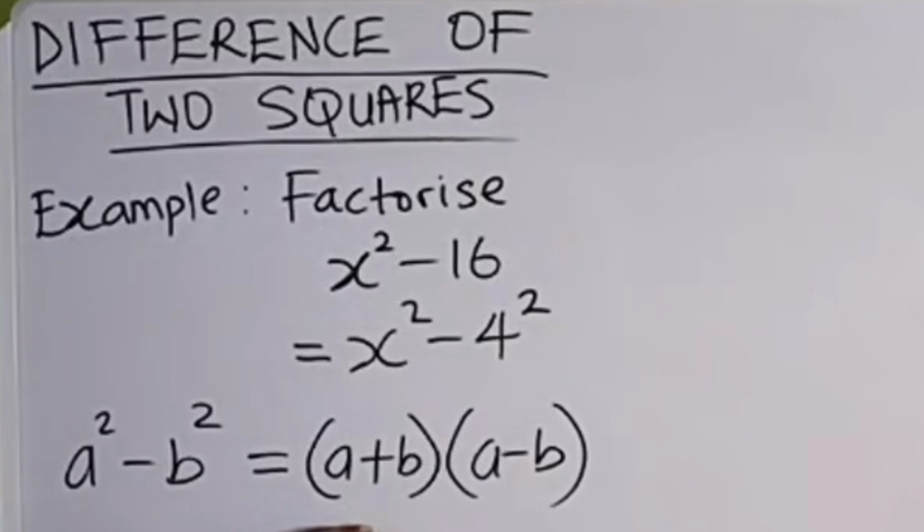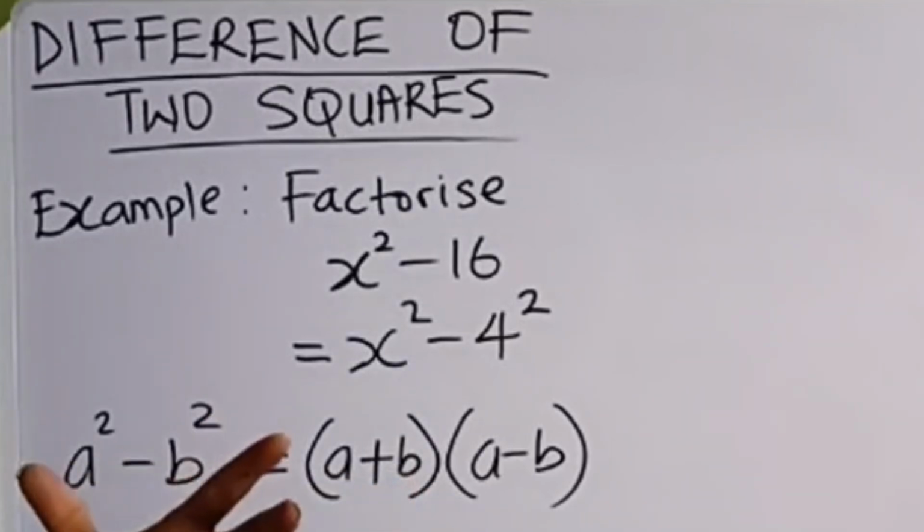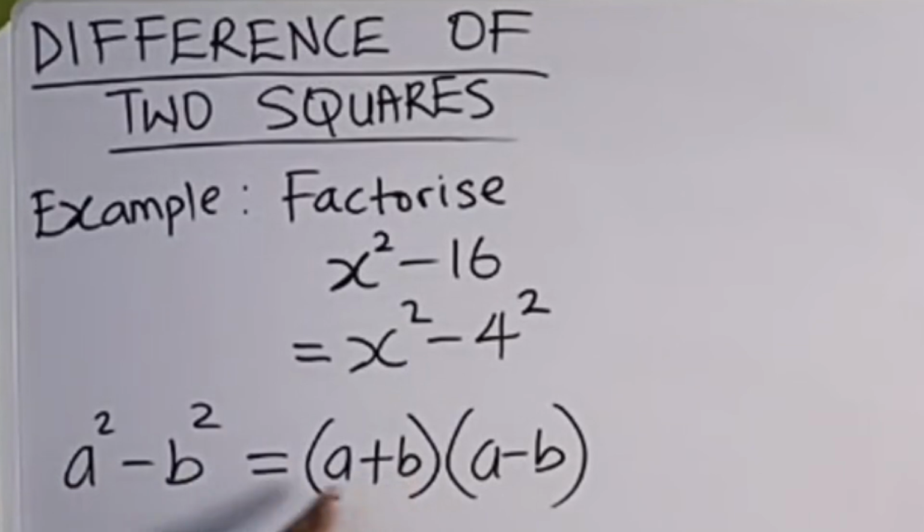This is what this principle states. If you want to factorize this, you simply add the two bases in one parenthesis, subtract the second base from the first base in the other parenthesis. Now, how do we know that this principle is correct? We can do that by expanding this expression. Remember, I've taught about expansion of algebra. So if you expand this, if you get this, then you know that we are correct.